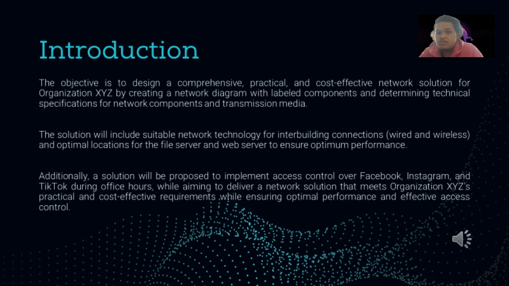To achieve this, we have identified several key tasks. Task 1A is creating a network diagram with labeled components and determining the internet gateway location. Task 1B is specifying technical specifications for network components and transmission media. Task 1C is determining suitable network technology for inter-building connection, both wireless and wired. Task 2 is suggesting optimal locations for the file server and web server to ensure optimum performance.